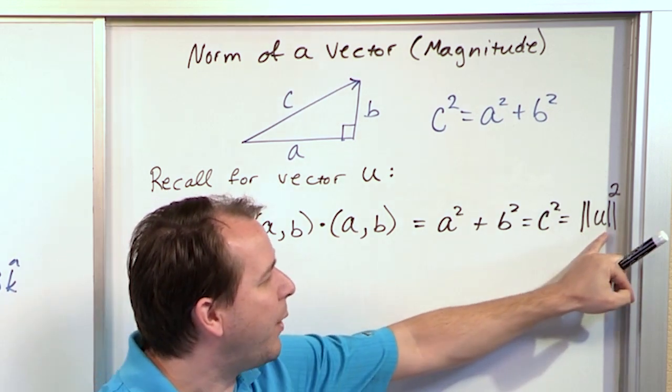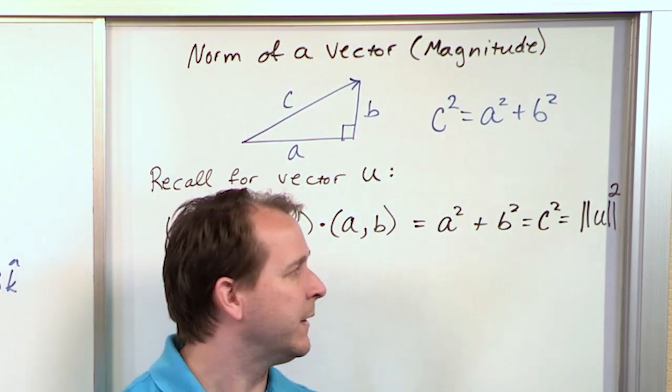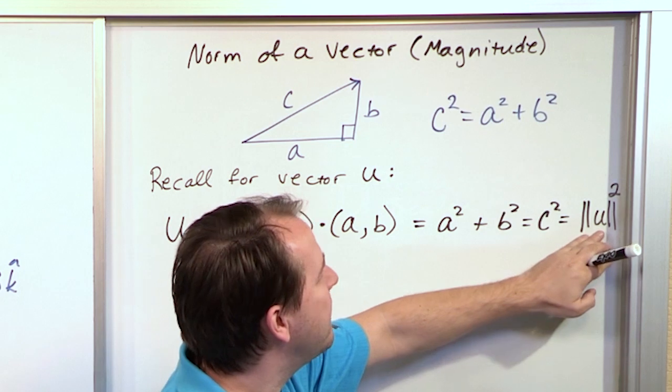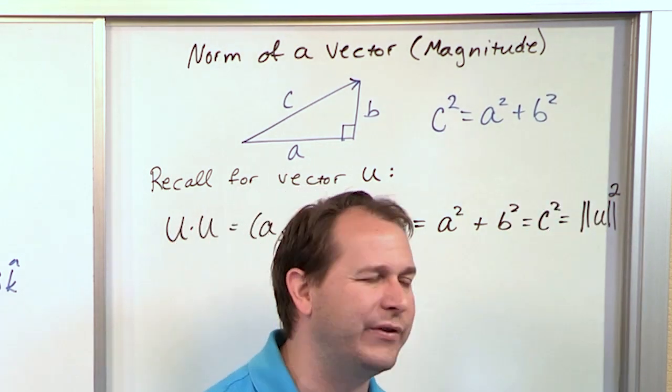So don't let the double bars scare you. The double bars just mean we're finding the length of this vector quantity in the center. So notice what we do. We dot the vector with itself, and what we end up with is the magnitude of the vector squared. It's a useful thing for you to remember.